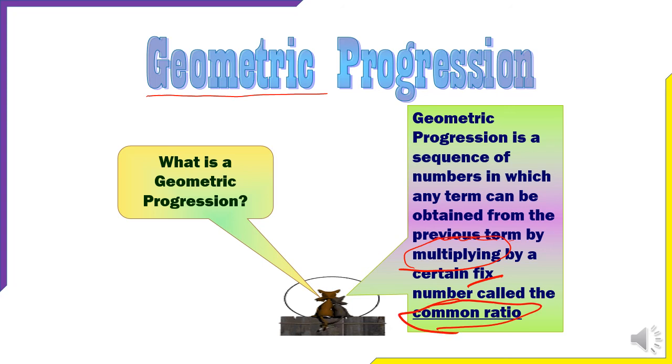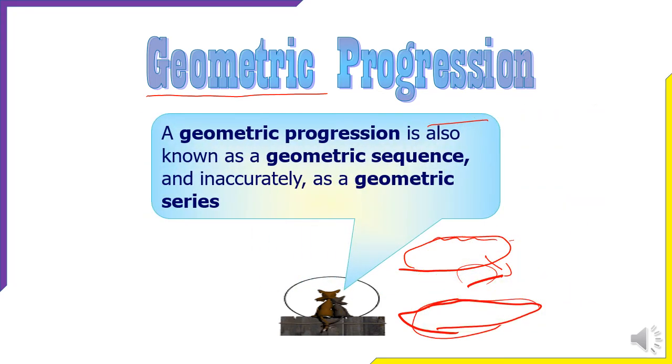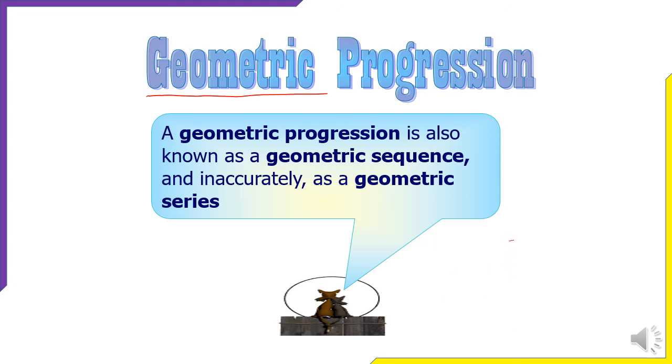So what is the difference between geometric and arithmetic? The arithmetic has a common difference, so we are subtracting or adding a certain fixed number. But for geometric progression, it is multiplying with a certain fixed number, which we call the common ratio. A geometric progression is also known as a geometric sequence and, inaccurately, as a geometric series.